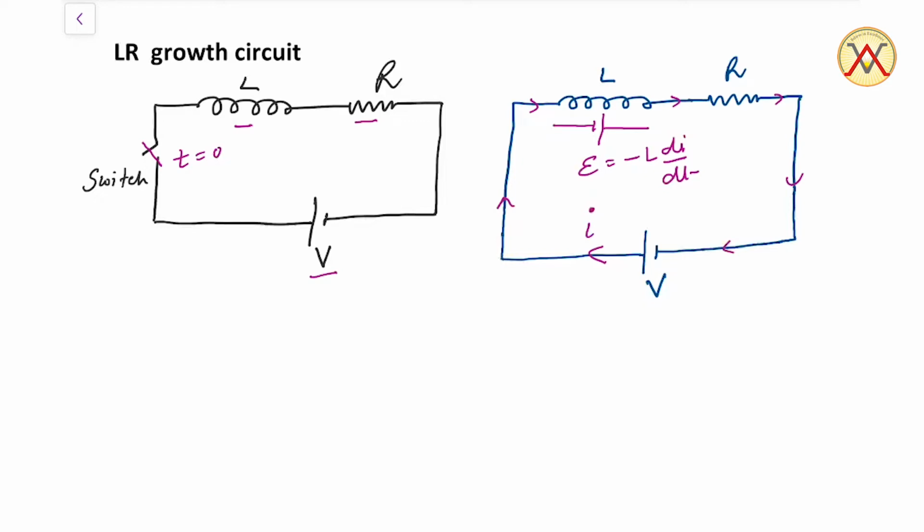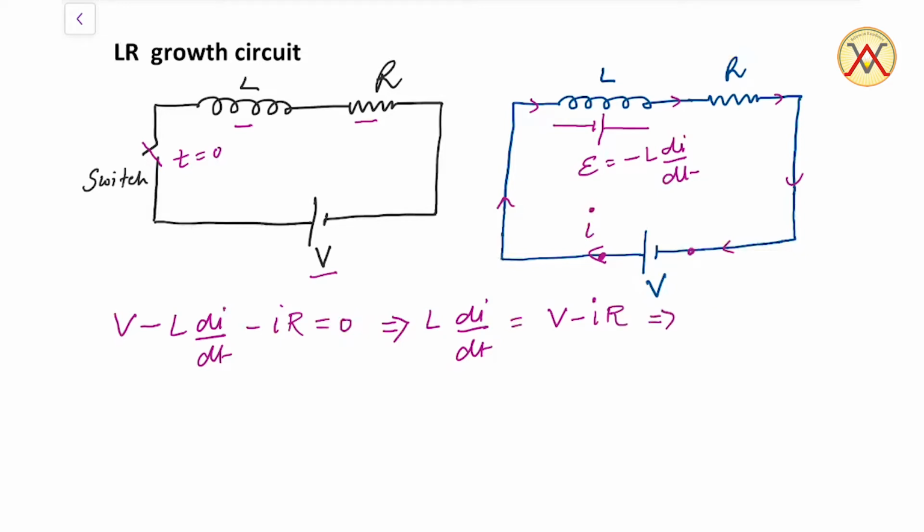Now we will apply Kirchhoff's voltage law throughout the circuit. Moving in the clockwise direction, the potential difference is V, and when passing through the inductor it is minus L di by dt, and through the resistor it is minus IR, which equals 0. On solving this, we get the differential equation L di by dt equals V minus IR, and by separating the variables, di over V minus IR equals dt over L.